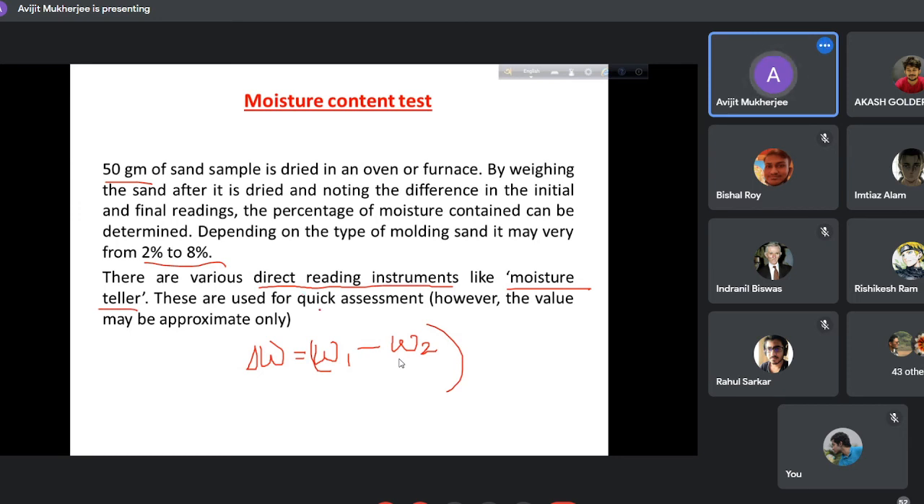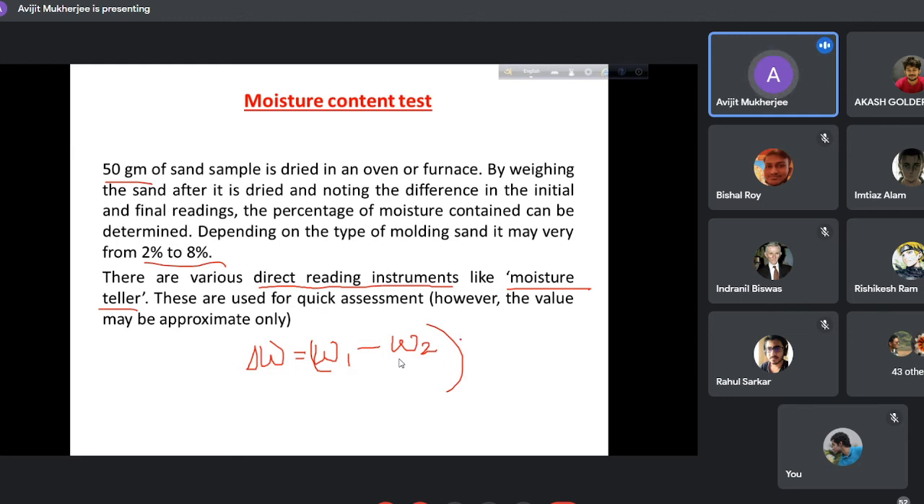Some electrical instruments are there. Now when electric current passes through some water, some fluctuations are there. When it passes through some dry space, some different fluctuations are there. So in an electric moisture teller, the current is monitored and it is calibrated. So readily you can have a measure. Whether more current is passing or less current is passing, accordingly 1%, 2%, it is calibrated in such a fashion.